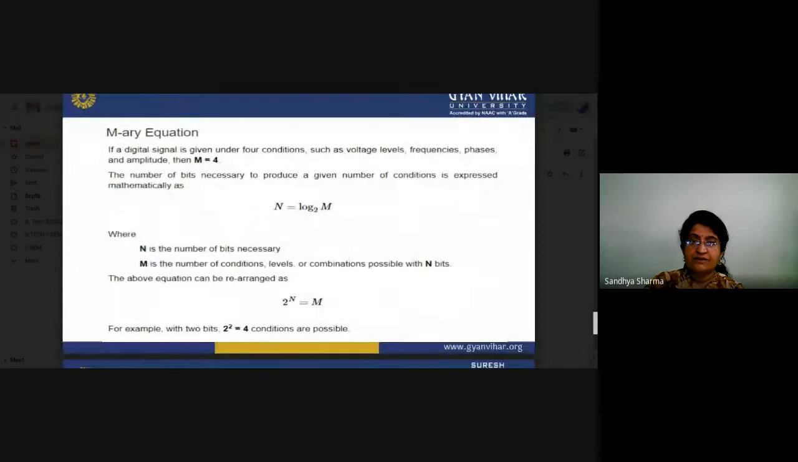That is the M-ary equation. Capital N is equal to log base 2 of M, and here M is equal to 4. Capital N is the number of bits necessary, and capital M is the number of conditions or levels, and M is equal to 2 raised to the power N. That is the relation between these two symbols.